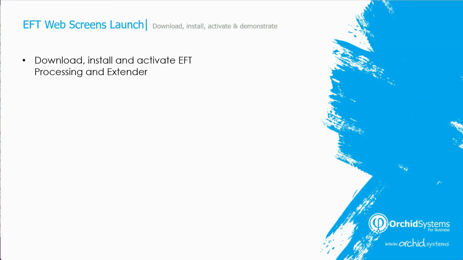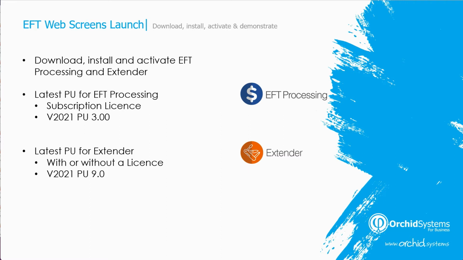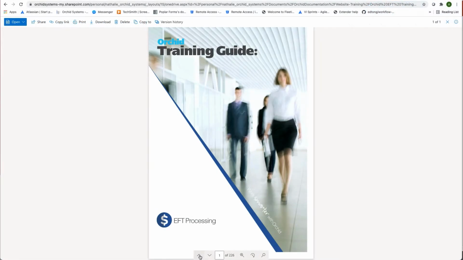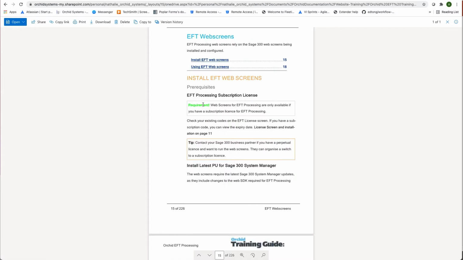We have seen that if we download, install, and activate the latest PU of EFT processing, and we have a subscription license for EFT processing, and the latest PU for Extender, whether you have a license for Extender or not, the web screens are enabled. And all these steps are described in the EFT training guide. If you go to the section on the web screens, it describes how to install the EFT web screens and how to use the EFT web screens.